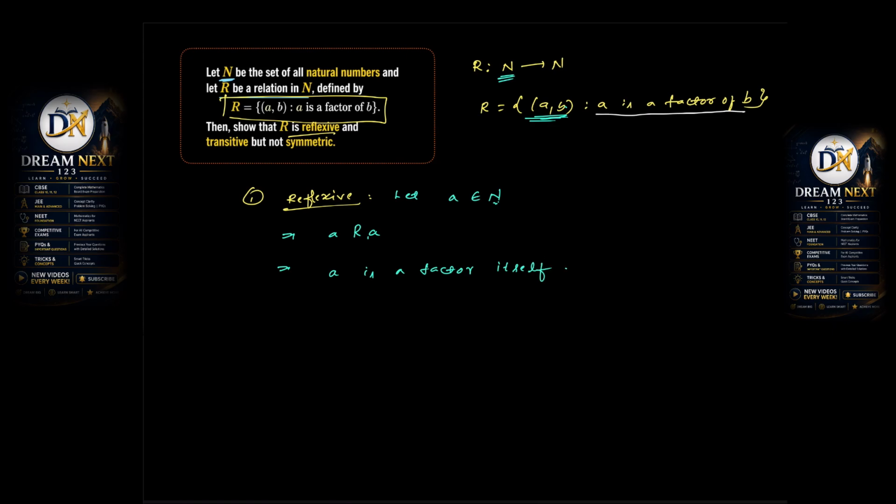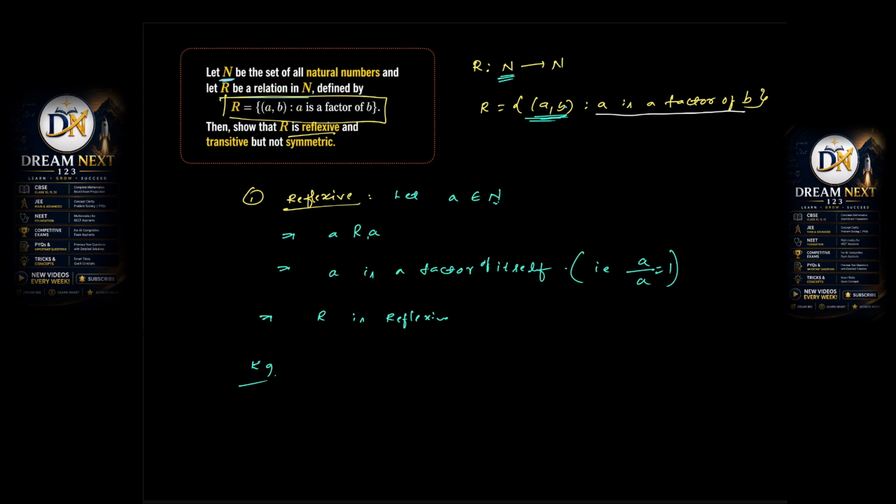Okay, A is a factor of itself. That implies our relation R is reflexive. If you want an example, you can write like this. Itself is nothing but A. A divides A. We can write like this. Otherwise, if you want, write like this also: A divides A, A and A get cancelled. What do we get? 1.